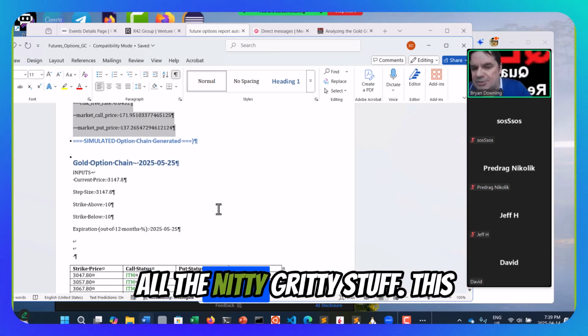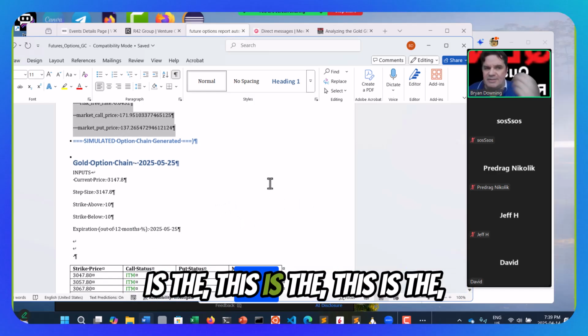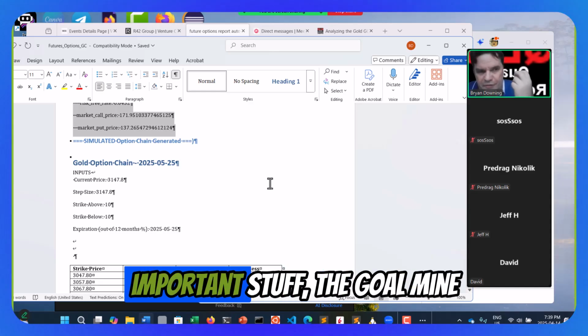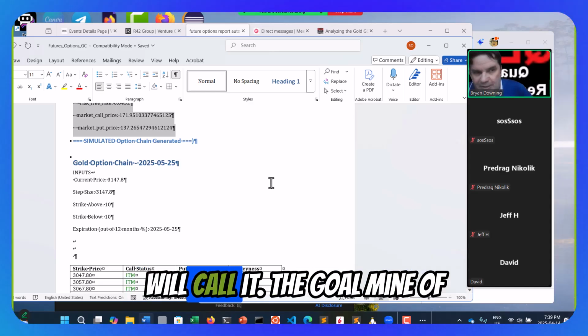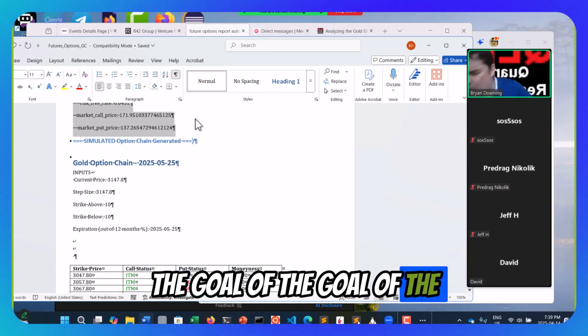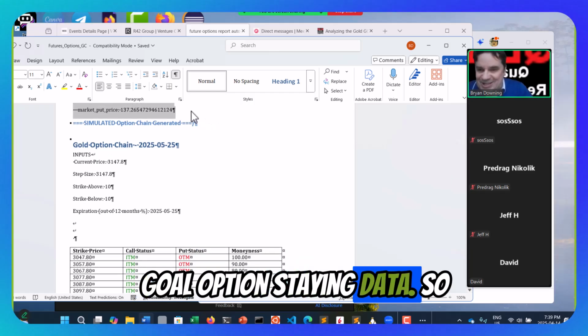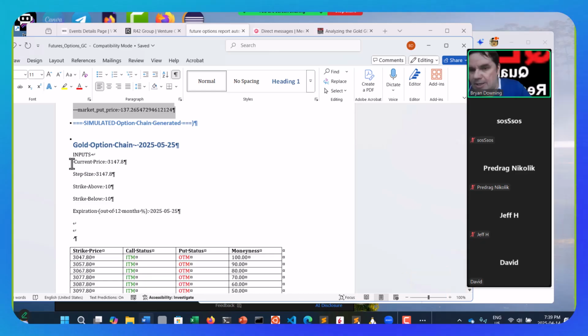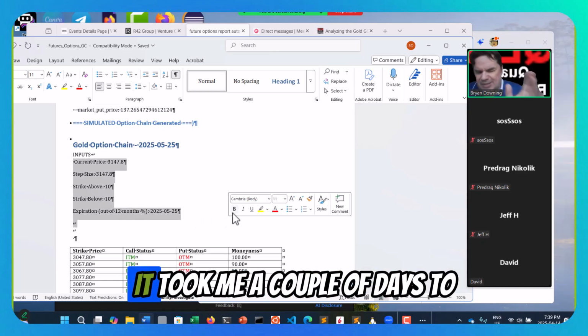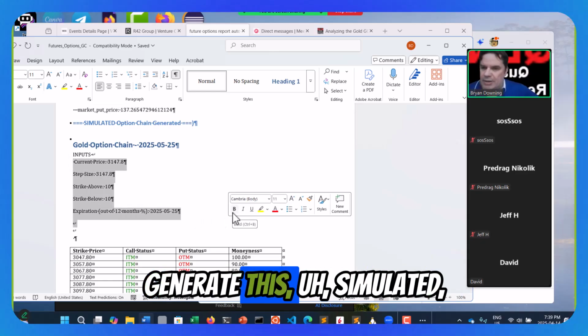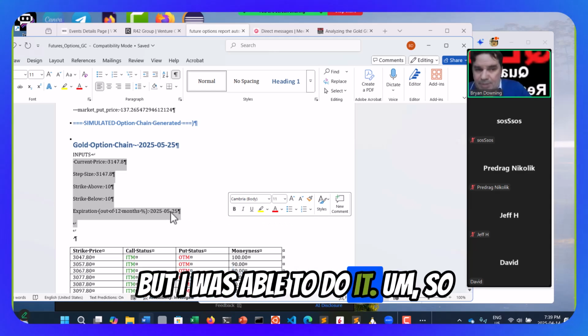Okay, so now this is all the nitty gritty stuff. This is the juice of it all, the important stuff, the gold mine, we'll call it, the gold mine of the gold option chain data. How we calculate it gets kind of wonky. It took me a couple of days to generate this on a simulated basis, but I was able to do it.